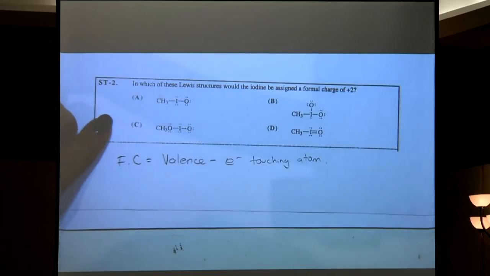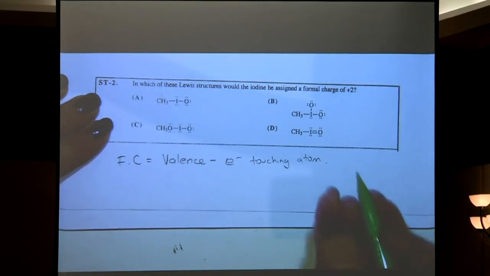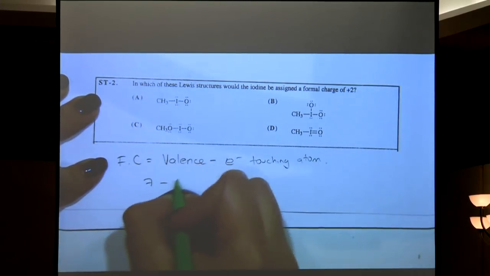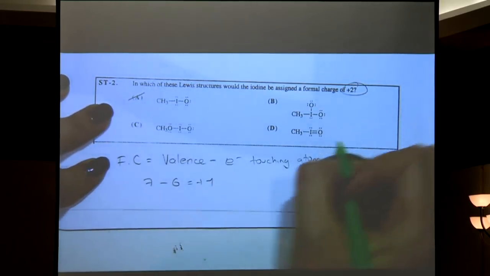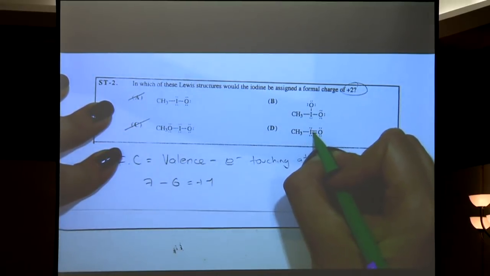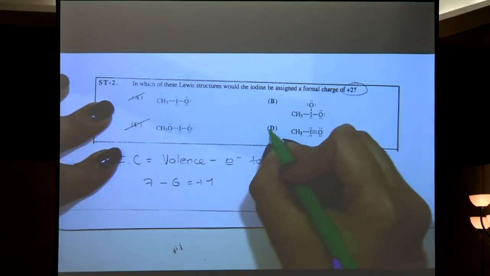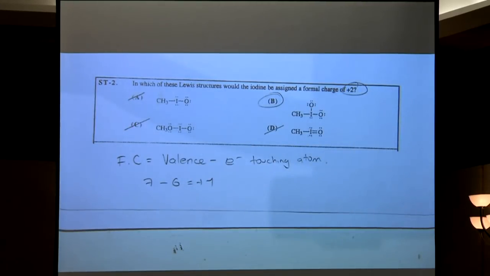All right, so if we look at A, this one has 1, 2, 3, 4, 5, 6 around it. And then valence of iodine should be 7 minus 6 plus 1, so that doesn't work. This goes out. This one has 1, 2, 3, same thing, goes out. 1, 2, 3, 4, 5, 6, 7. That should give us a formal charge of 0, so that doesn't work. Therefore, the answer is B. Good? Any questions? All right.